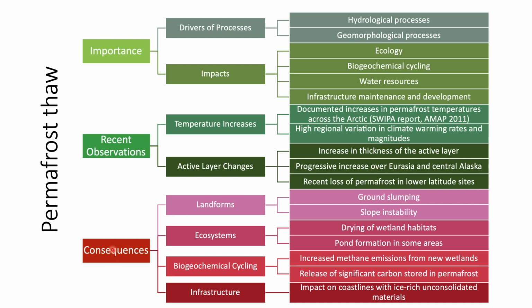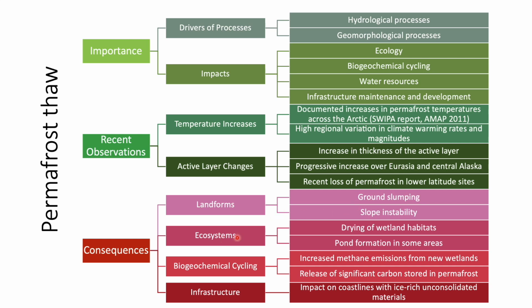And what are the consequences? There are various consequences. One is in the landform, ecosystem, biological cycling and infrastructure. All the areas are affected. So in the landforms, what happens is the ground slumps and the slope becomes unstable. These are all problems because the ice beneath has melted.